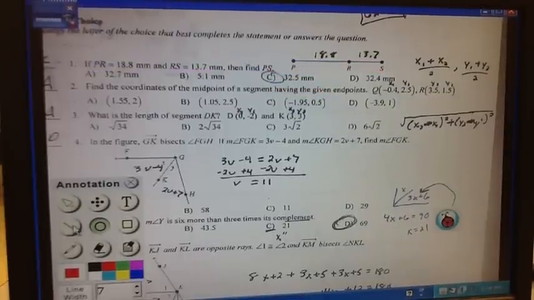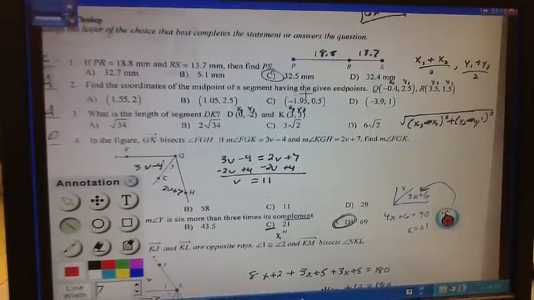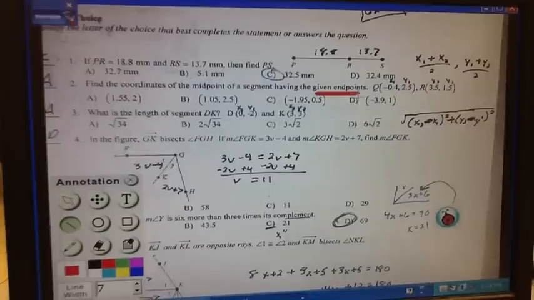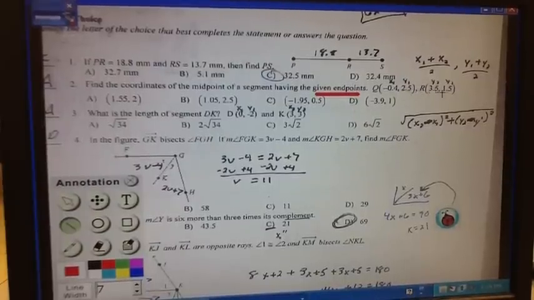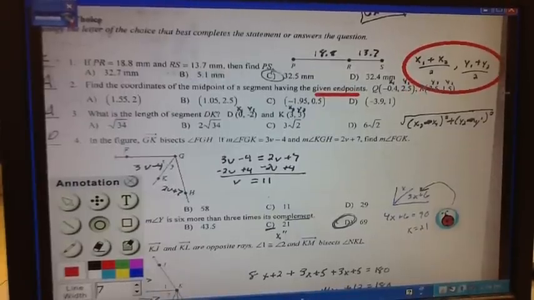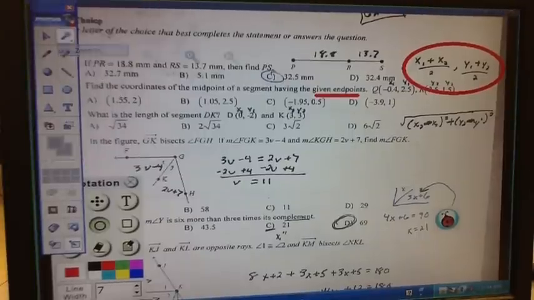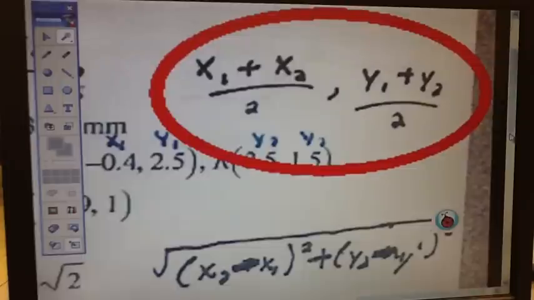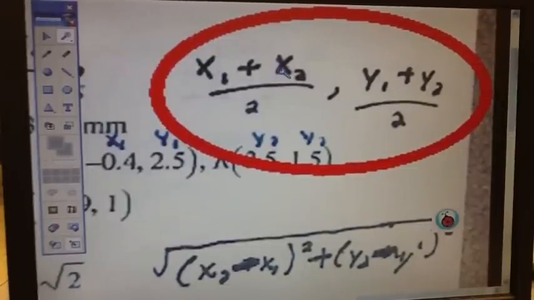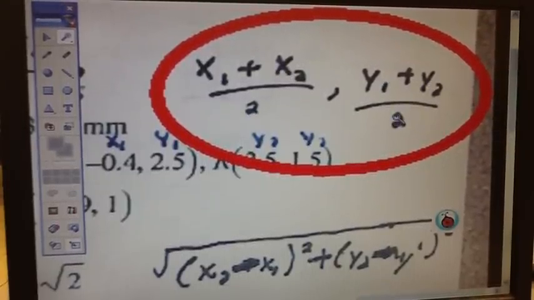Alright, question 2. We're given 2 endpoints. Those are the big key there. Given the 2 endpoints, I'm just using the midpoint formula. There's your midpoint formula for those of you who want to write it down. Bear with me, let me try to zoom in here. So therefore, if you need it, there it is. X1 plus X2 divided by 2. Y1 plus Y2 divided by 2.